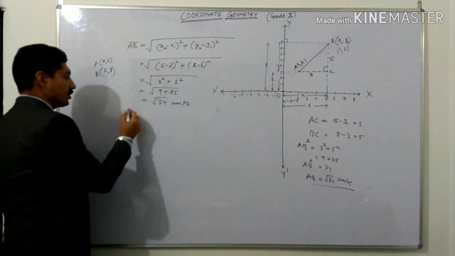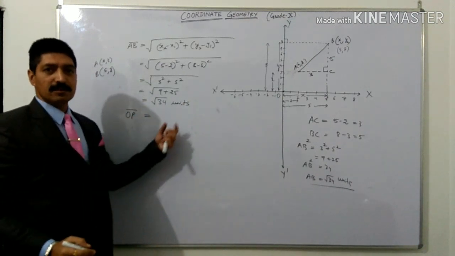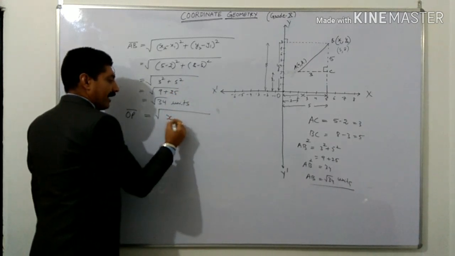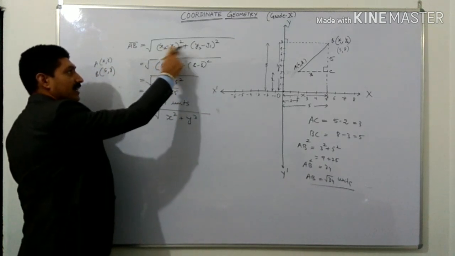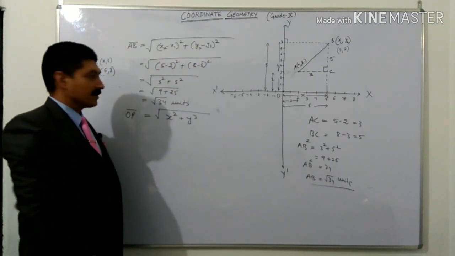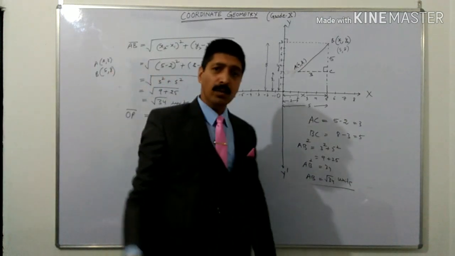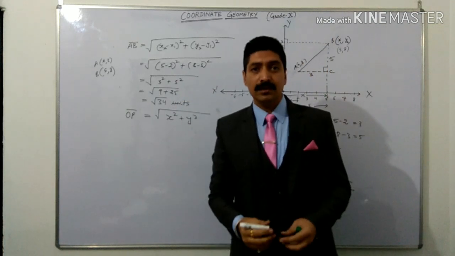Same as we have discussed for OP, the distance of any point P from the origin is always square root of x square plus y square. Simply we are substituting the values of x1 y1 as 0 0, so we get the result x square plus y square. Now next, that is the section formula.